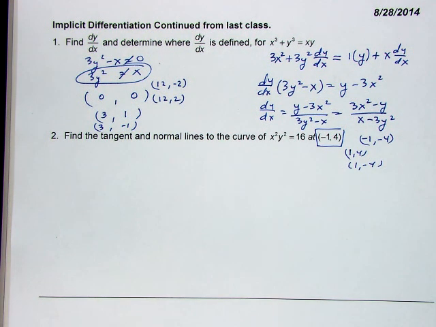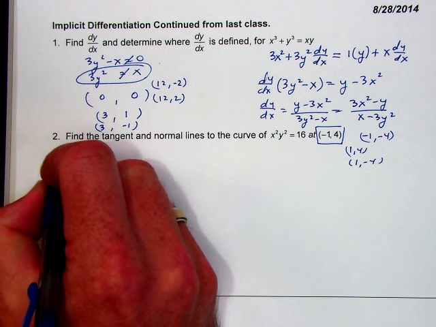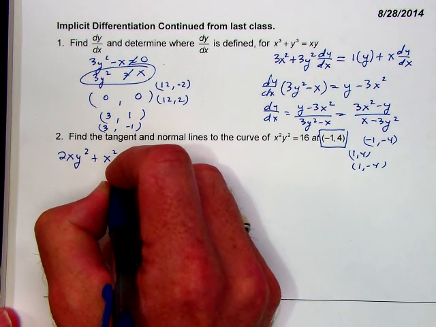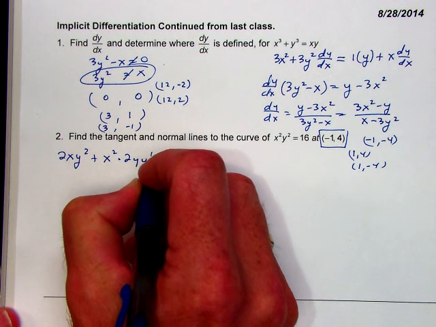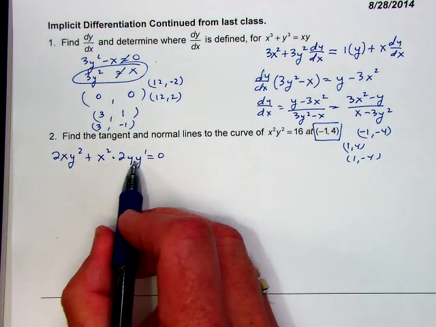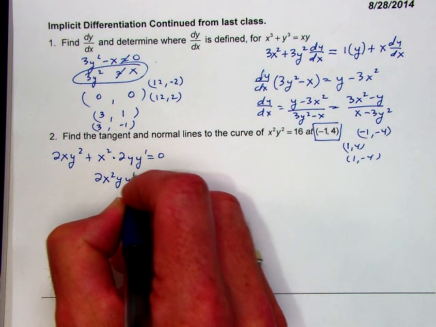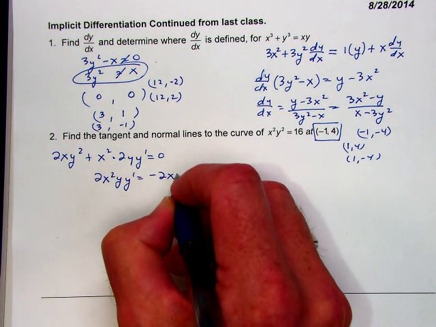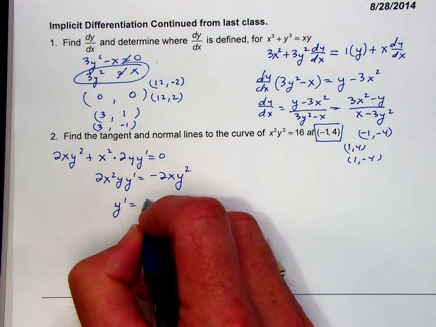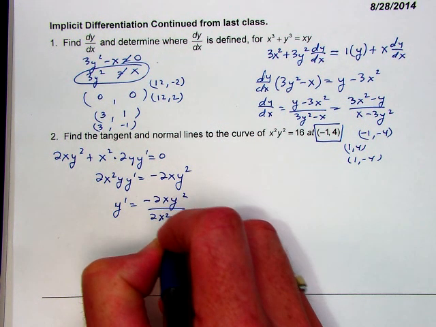So we need to differentiate this implicitly. You get 2x y squared plus x squared times 2y y prime equals 0. So we did it implicitly. Now we're going to get the y prime by itself. So I really get 2x squared y y prime equals negative 2x y squared. So y prime, or dy/dx, is equal to negative 2x y squared over 2x squared y.